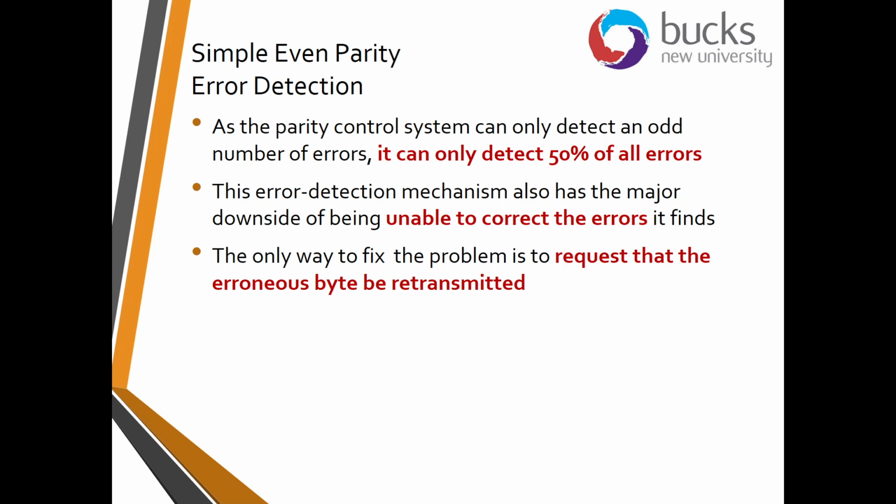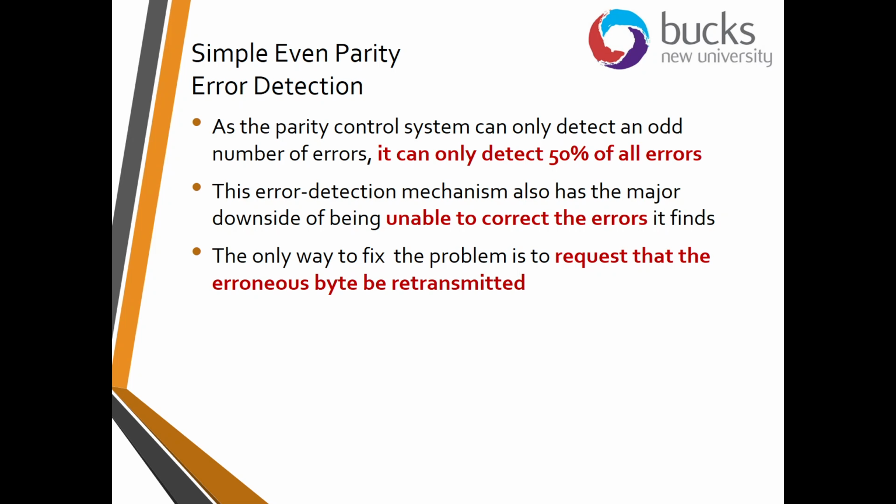Now this shouldn't really suggest that it's a very poor system, 50% of all errors, because it's very unlikely that you're going to get an enormous amount of errors in your system. So if your system is robust and it's reliant on the cabling being correct and the data transmission from either end being correct, then you shouldn't have a high number of errors within your data transmissions. So having a simple even parity detection system like this may be absolutely fit for purpose.